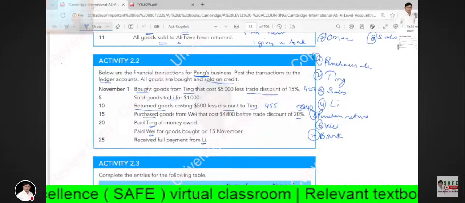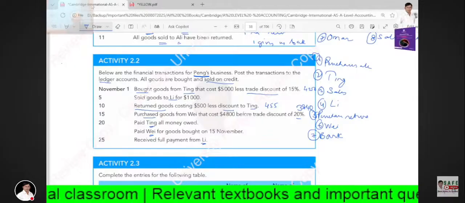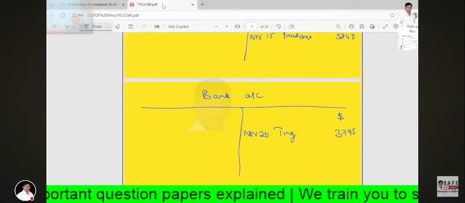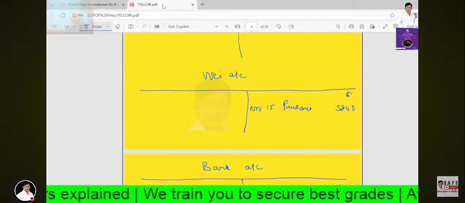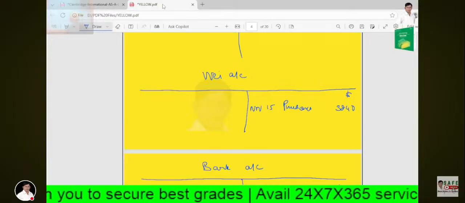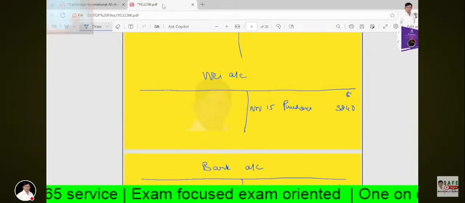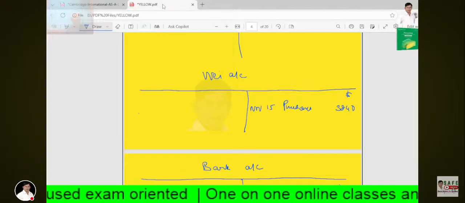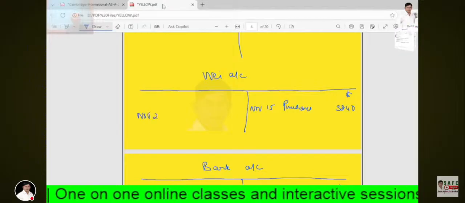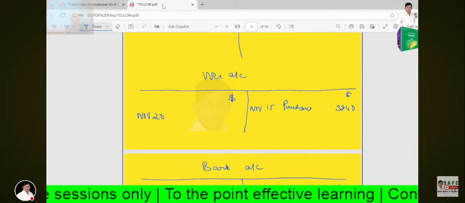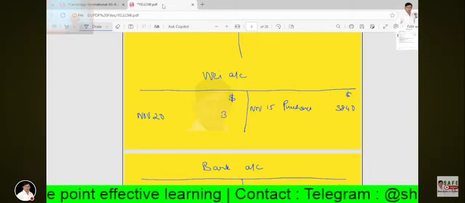Now we have to pay another person, V. Let us see, V, how much have we purchased? We have purchased 3840. So obviously we have to pay him 3840, and it is on November 20th.